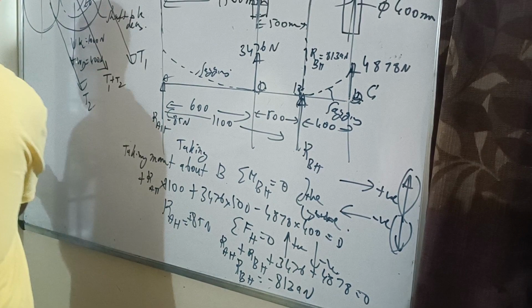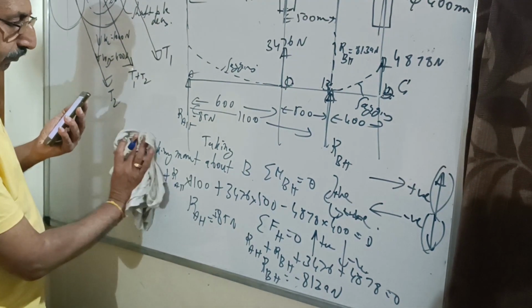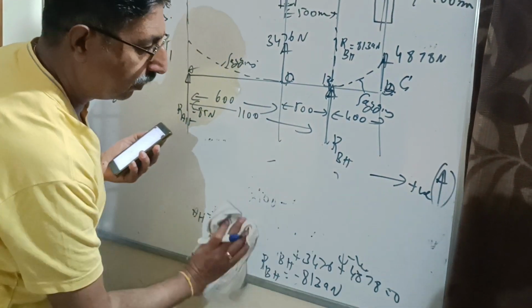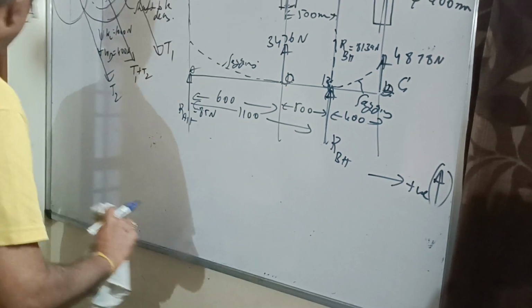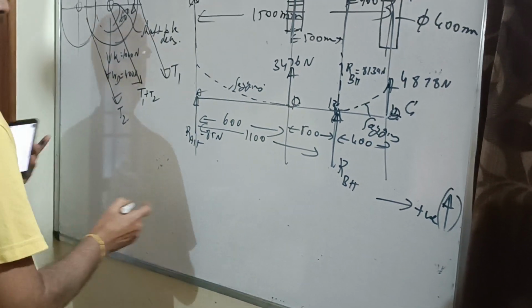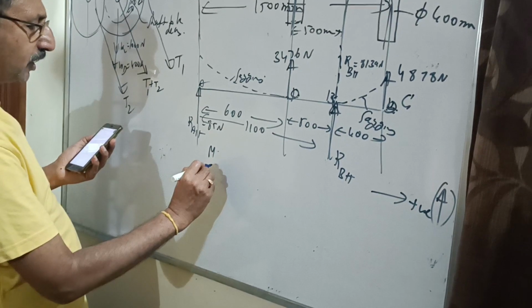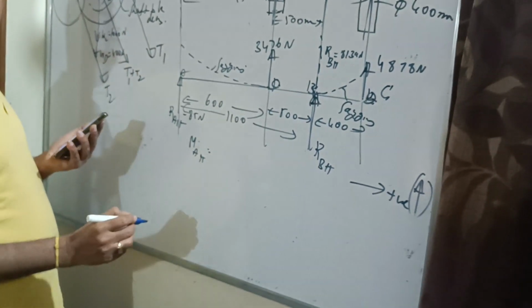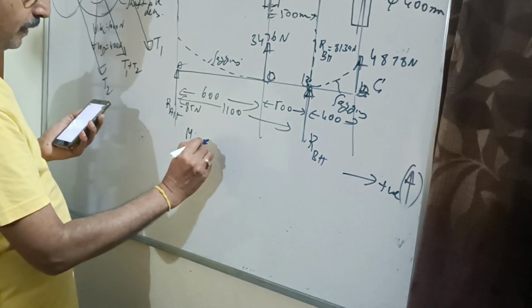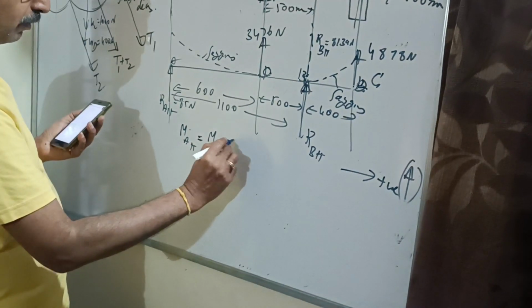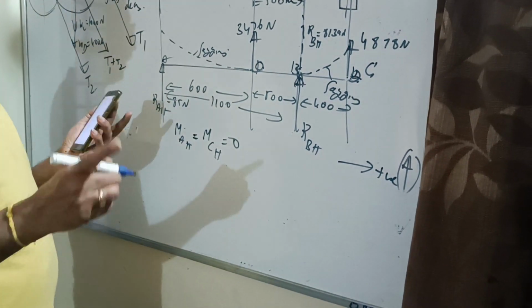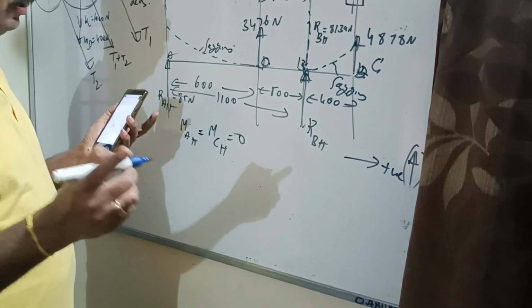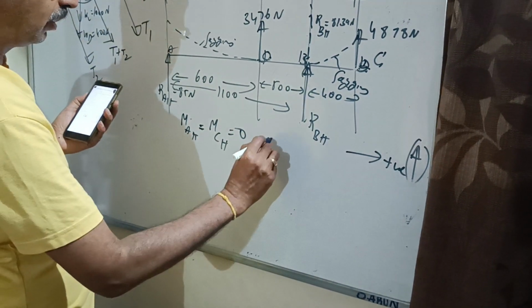Next we will draw the horizontal bending moment diagram. Now let us draw the horizontal bending moment diagram. For that, let us find out the bending moment at each loading point. As usual, at the extreme points, bending moments MAH and MCH should be equal to 0. We know that the bending moment at the end point will always be 0. So MAH is equal to MCH equal to 0.